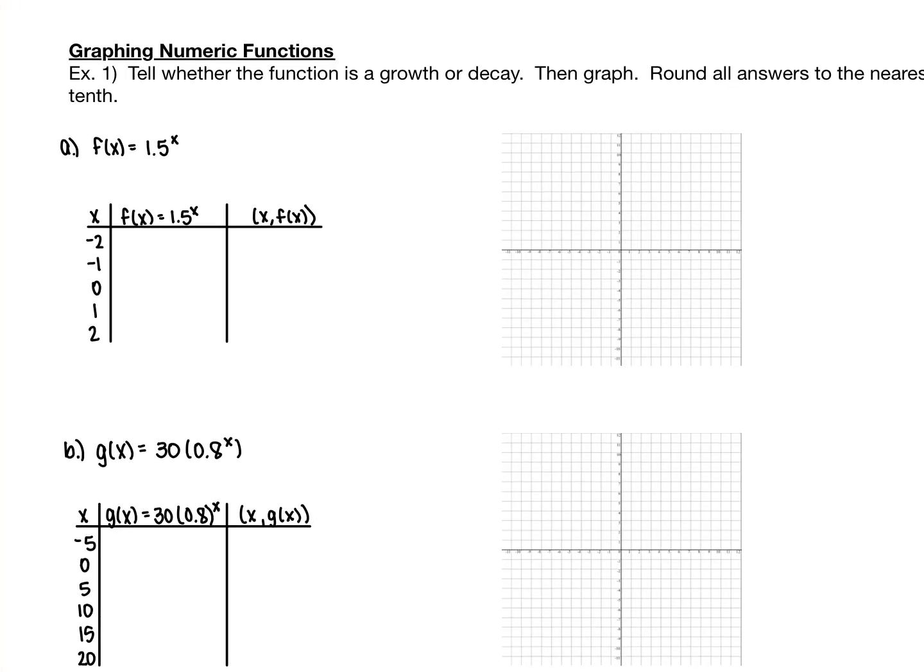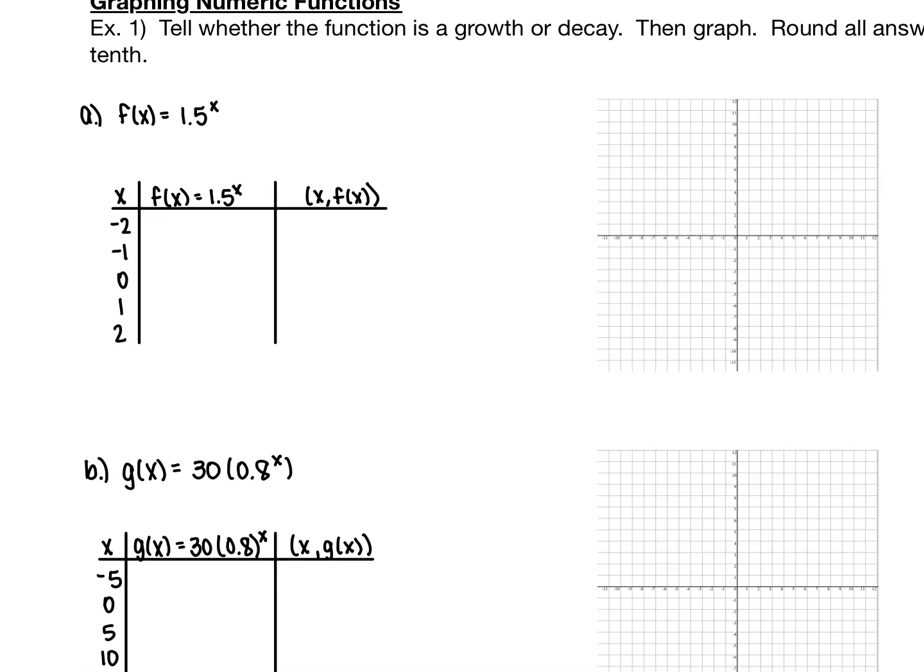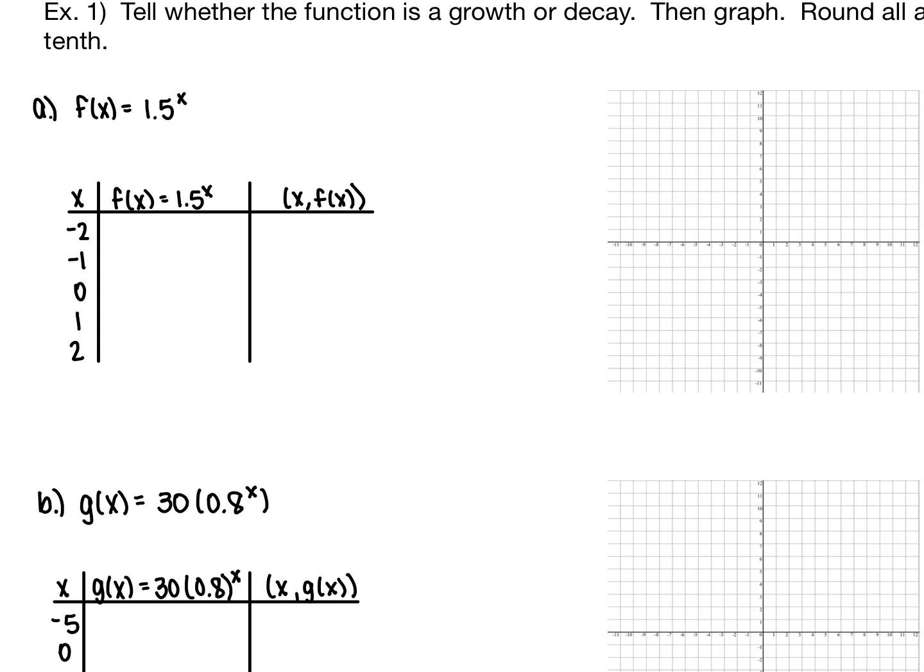So our first one here, we have f of x is equal to 1.5 to the power of x. You're given x values of negative 2, negative 1, 0, 1, and 2. So that's going to give us 1.5 to the power of negative 2, 1.5 to the negative first power, 1.5 to the power of 0, 1.5 to the first, and 1.5 to the second. The two simplest ones to do here are that power of 0, which just means we're going to have 1, and then that power of 1, which means it doesn't change. So it's going to stay 1.5.